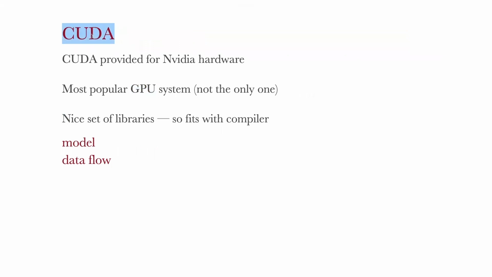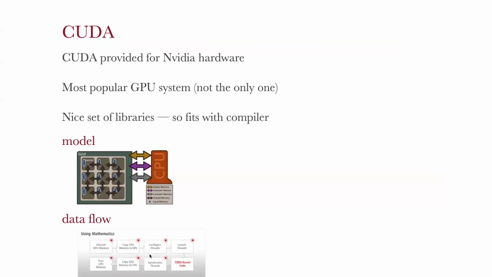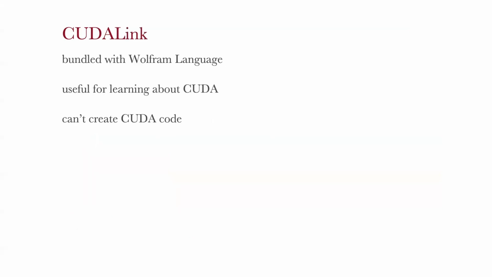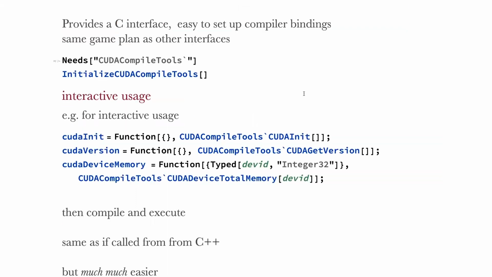A particularly popular GPU system is known as CUDA, which is the programming system that runs on NVIDIA hardware. I'm going to have to keep going fast and run out of time. And it has this little model. You have your CPU, and you offload the data, and it goes through this sort of complicated process: you copy data, you run the kernel on the GPU, and then you copy the data back. So we have a thing called CUDALink that's been bundled with the Wolfram Language for a long time, but now we're starting, I'm not going to evaluate these, to build a link based on the compiler to NVIDIA tools.